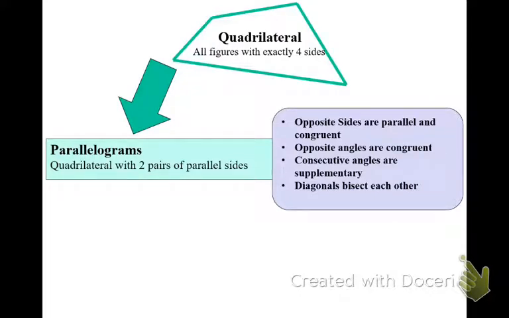You have parallelograms. That is a quadrilateral with 2 pairs of parallel sides. Can we write this? Yep, write it. And then you will also write the properties of a parallelogram. There are 4 of them. This is not new information, just written in a different format. Opposite sides are parallel and congruent. Opposite angles are congruent. Consecutive angles are supplementary. And diagonals bisect each other.